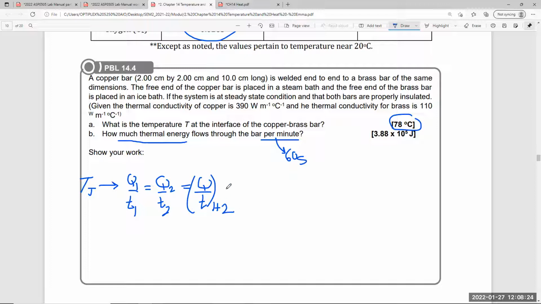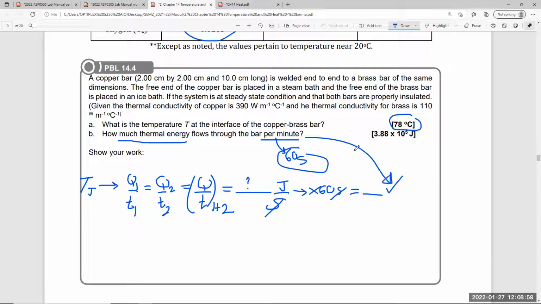Once you get this, the unit of the answer is joule per second, or watt. You need to find this value. Once you get your TJ, then to know about 60 seconds, you just multiply this value with 60, because it gives you the value per second. You'll be able to get the value for 60 seconds. This is your answer for 1 minute. This is to solve number 2.